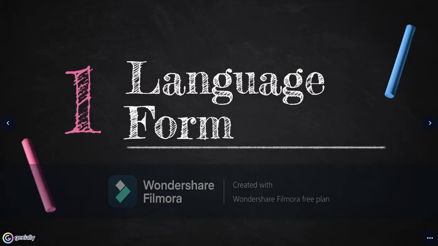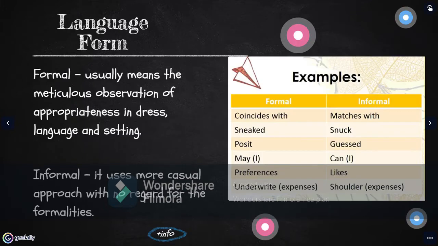The first factor is language form. This refers to the formality or informality of the language used. It involves the choice of words and how sentences or utterances are structured. We have two forms of language. The first one is the formal language. It is used when talking with professionals or persons in authority, in formal, official, or ceremonial occasions, sometimes in situations or gatherings. For example, talking with a lawyer, doctor, or a teacher.